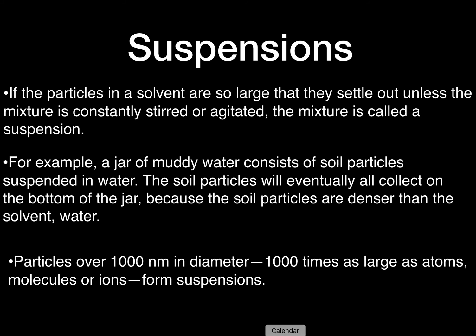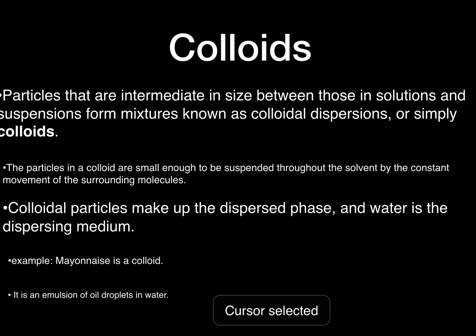Now, after a suspension, we have a colloid. Colloids are particles that are intermediate in size between those of solutions and suspensions. They form mixtures known as colloidal dispersions, or just simply colloids. The particles in a colloid are small enough to be suspended throughout the solvent by the constant movement of the surrounding molecules. Colloidal particles make up the dispersed phase, and the water is the dispersing medium.